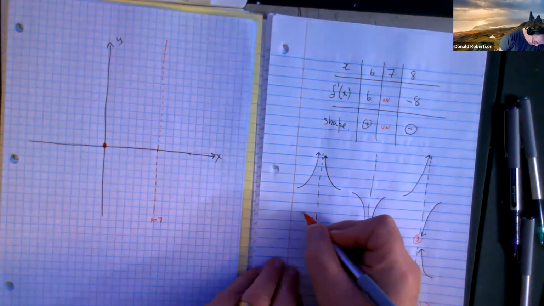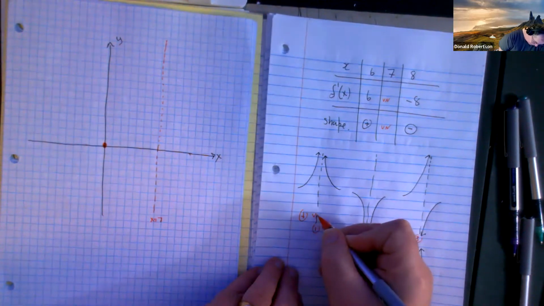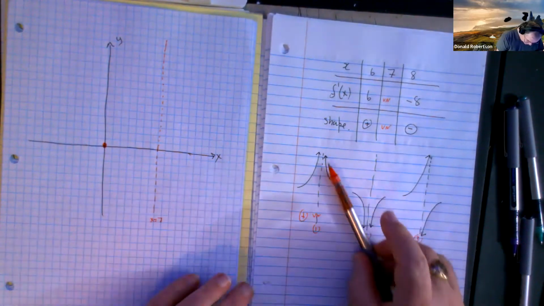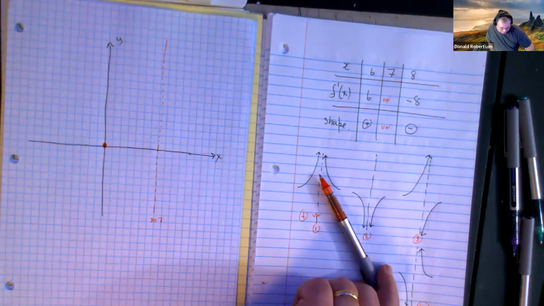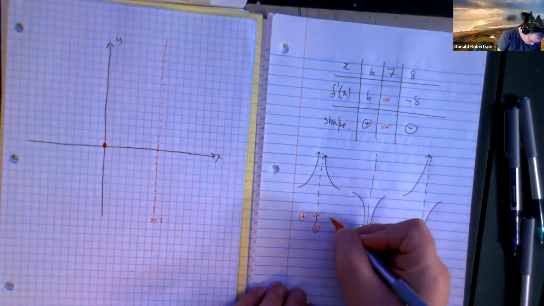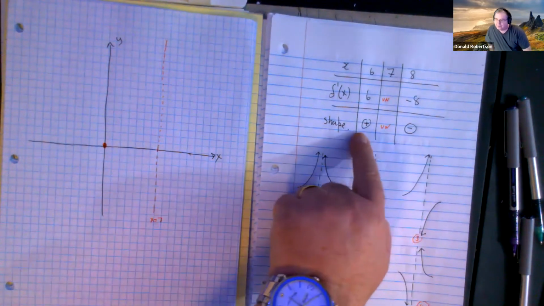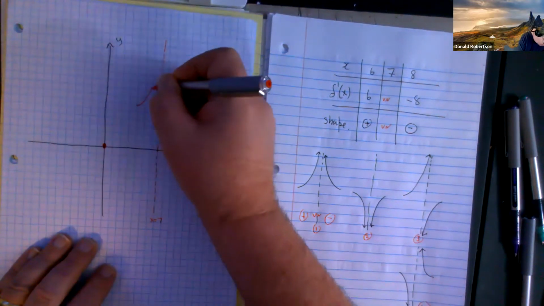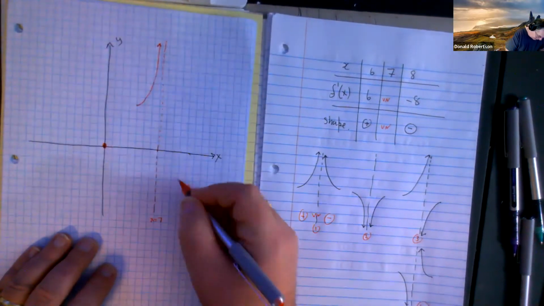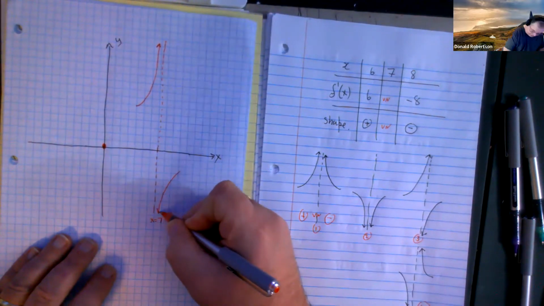So this would be positive, undefined. And what about any point on this side? What would that be? Positive or negative tangent line? Negative. Oh, isn't that this one? So what we have is it curves up on this side and it curves down on that side.